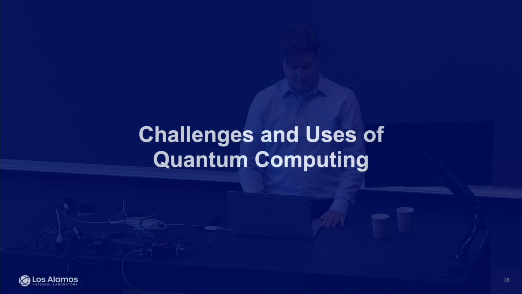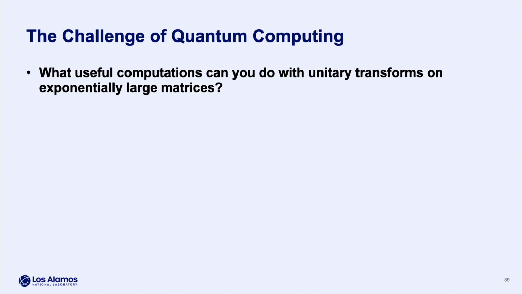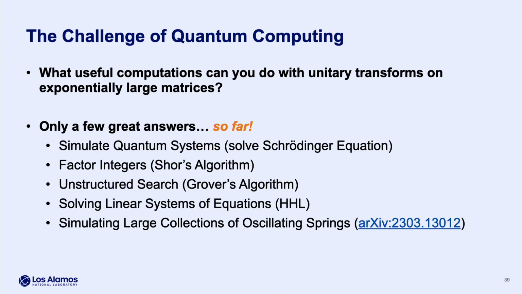Let's just very briefly talk about challenges and uses of quantum computers. I hope it's clear now that it's a pretty restrictive model. It's kind of hard to use. So what useful computations can you do with these unitary transforms over large matrices? There are really only a few great answers right now.